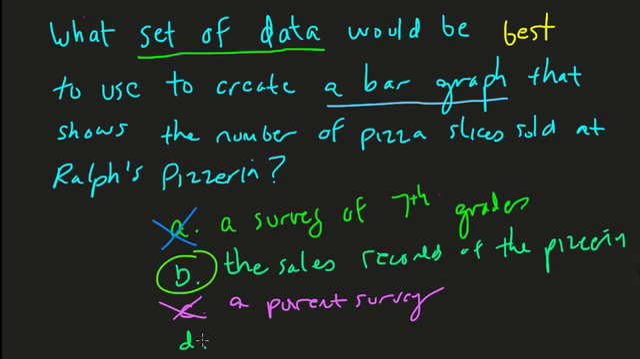And then D was an interview with the manager at the pizzeria. Well, the interview with the manager at the pizzeria might produce the sales records and might be a good choice here. But even better than that interview are the records themselves, right? Because when you interview the manager, you're getting some bias from their perspective. Unless they're just going to show you the actual data, then they could easily be off.